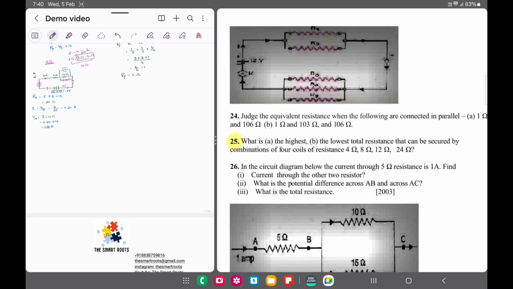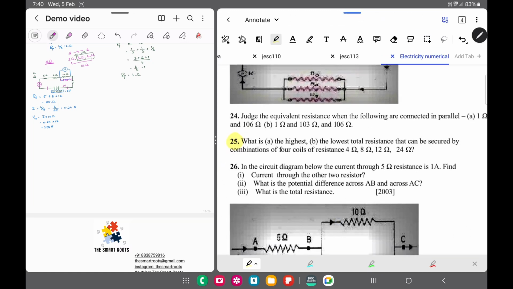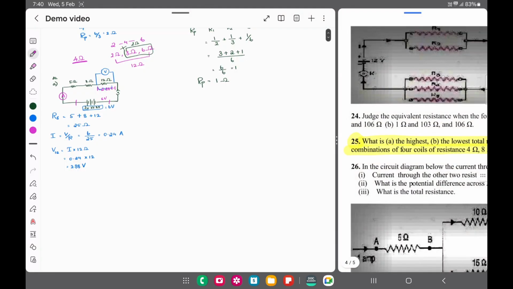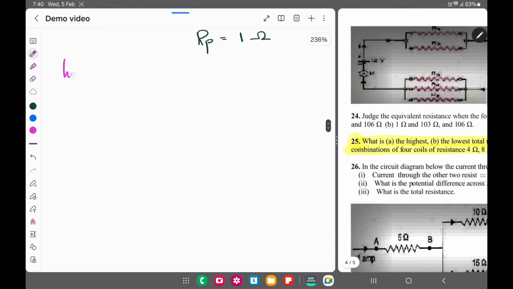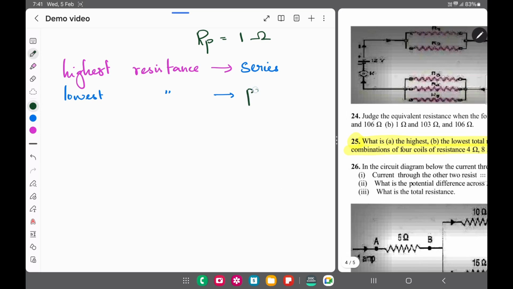The 25th question: what is the highest and the lowest total resistance that can be secured by the combination of 4 coils of resistance, 4 ohm, 8 ohm, 12 ohm and 24 ohm. Okay, so you have to find the highest possible resistance and the lowest resistance. We know when we get the highest resistance: when all these are connected in series. Am I right? So if you want the highest possible resistance, you have to connect all the given resistors in series. If you want the lowest, you have to connect all of them in parallel, right?